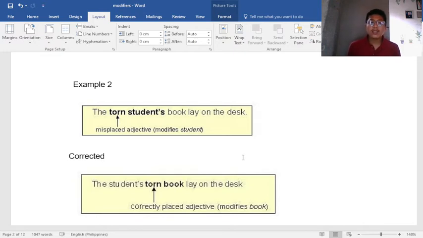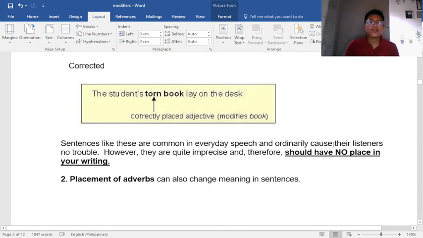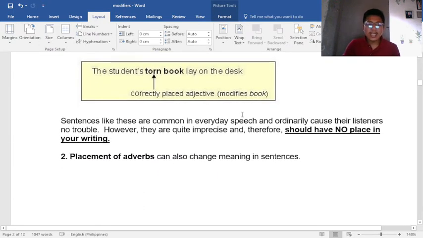Meaning, the student owned the torn book that is being laid on the desk. So the student's torn book lay on the desk. It is a correctly placed adjective because the torn here modifies the word book. Sentences like this are common in everyday speech and ordinarily cause their listeners no trouble. However, they are quite imprecise and therefore should have no place in your writing.